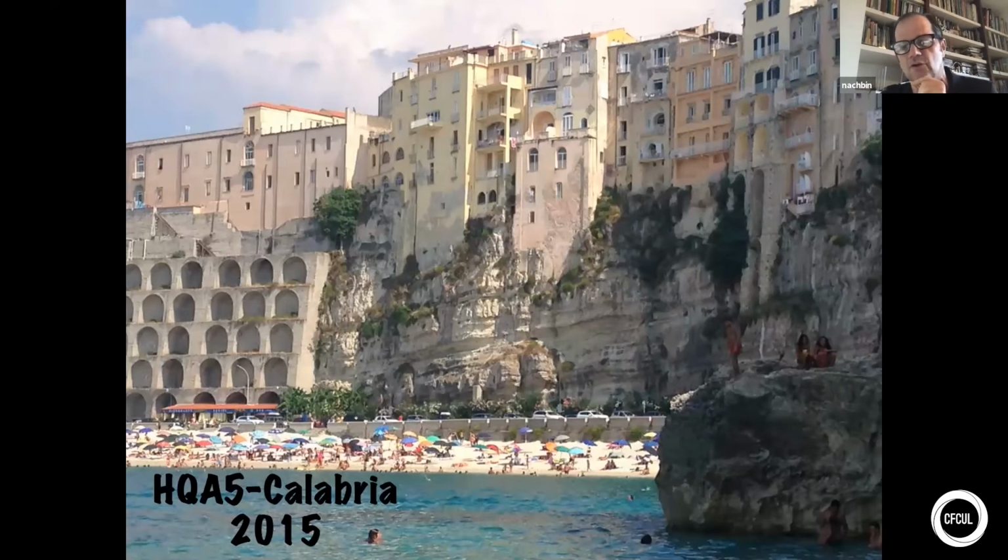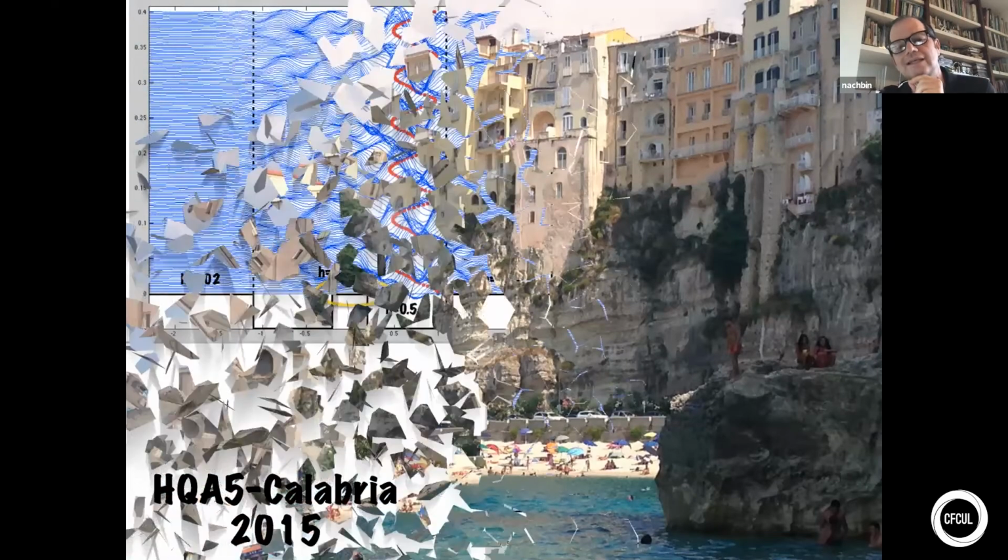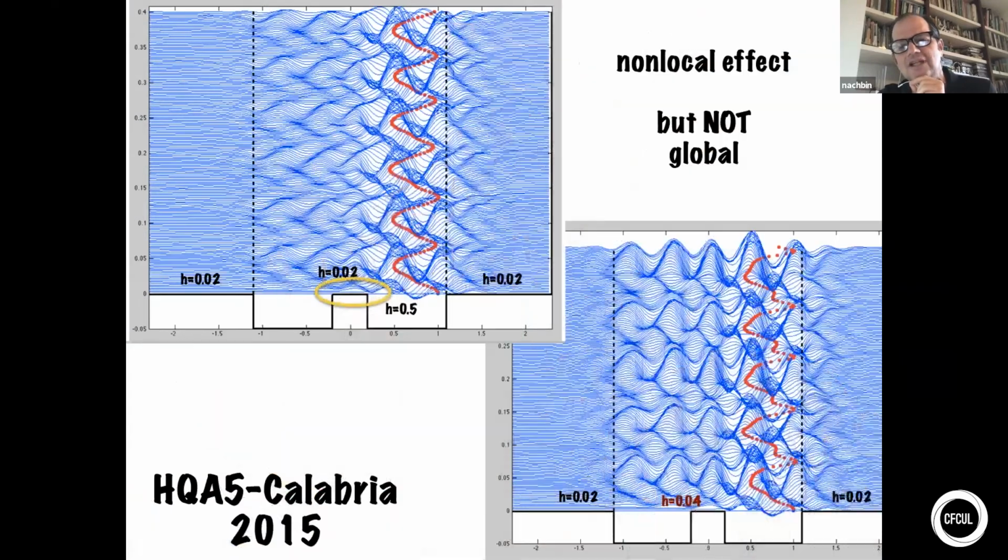Okay, so this was a wonderful HQA meeting organized by Giuseppe in Calabria 2015, just before I went to the wonderful visit to MIT. And I was tuning things for our tunneling paper, and this is what I noticed. Let me show you that again: the side cavity, the empty cavity, plays a role. So there's already some non-local effect.